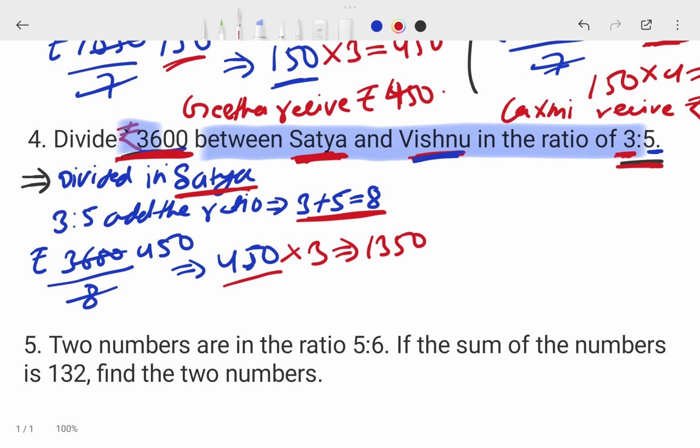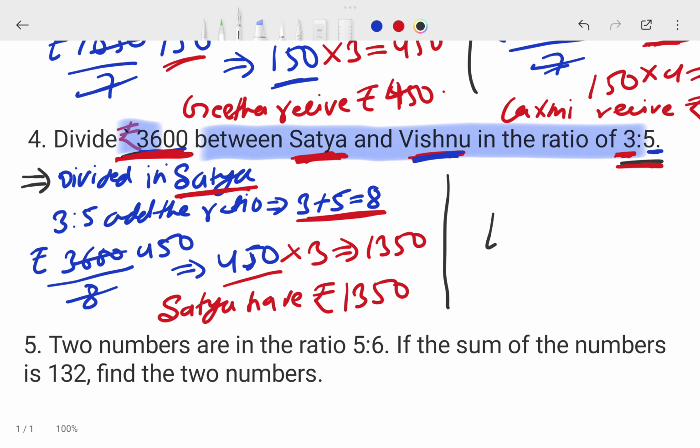So how many rupees does Satya have? Okay, now I just erase it, I have to write something neatly. Satya has 1350 rupees. Okay, now Satya is clear. It's not totally clear all the time. Okay, now this question is clear.